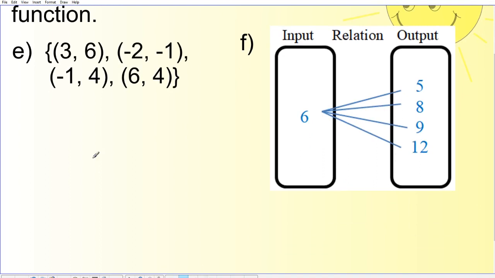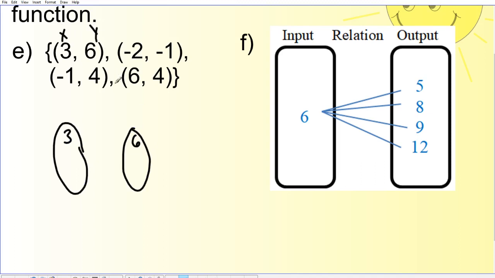Okie dokie. So we've got letter E. 3 in X, 6 in Y. -2 in X, -1 in Y. -1 in X, 4 in Y, 6 in X, 4 in Y. I don't need to put another 4 because I already have one. Okay.